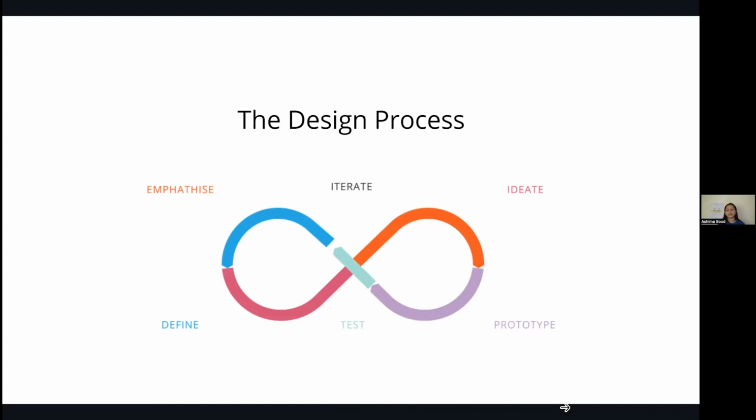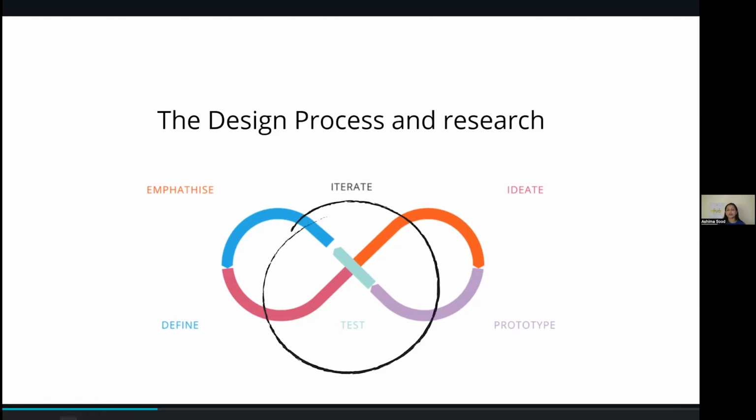Empathize, define. Definitely a lot of research goes into both of those, but I have to say that it's all over the place. Even when you are done with a prototype, you want to test it, you want to do a rapid prototyping test, and essentially that is your testing. Even when you're ideating, you are trying to validate, and that's when your research methods again come in. So really, at every stage, there's a research method that works best, and we'll get to that as well.